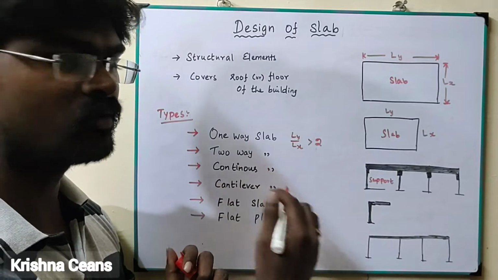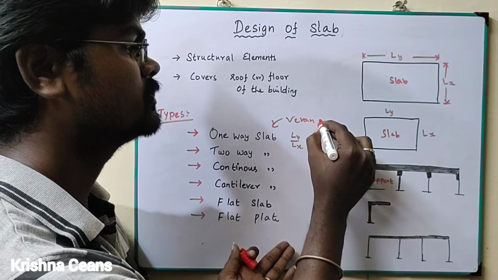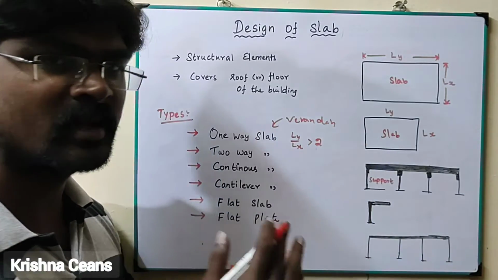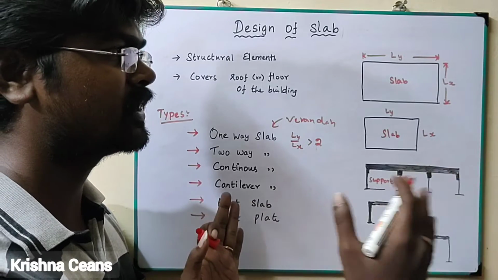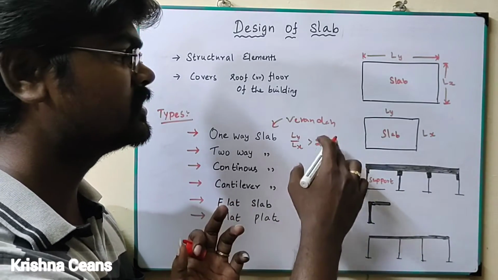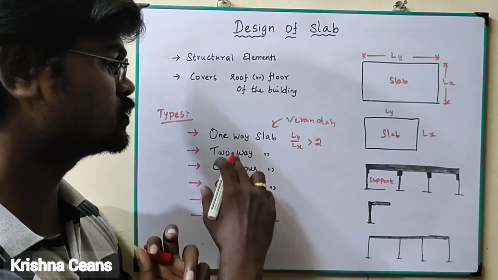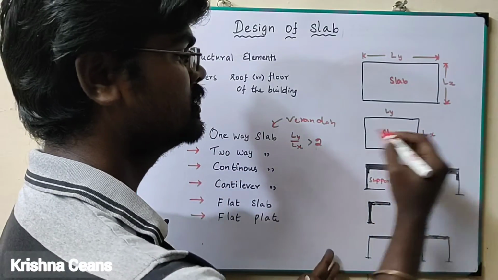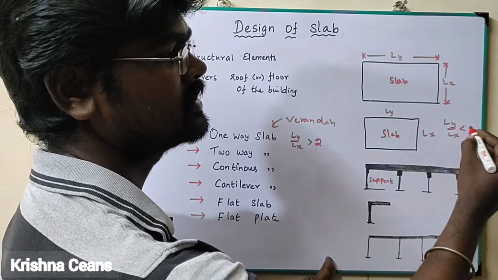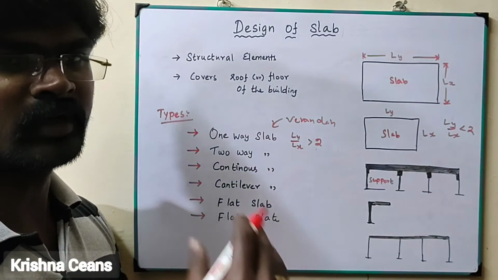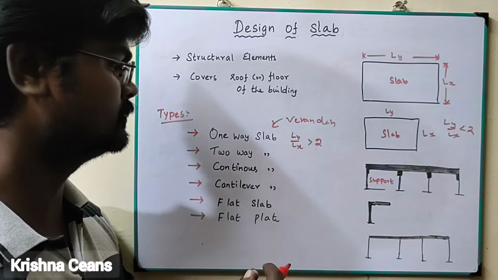An example of a one-way slab is a veranda slab, where the longer span is much greater than the shorter span, satisfying the condition of greater than 2. Whereas for a two-way slab, the condition is vice versa: Ly by Lx less than 2. So greater than 2 means one-way slab, less than 2 means two-way slab.